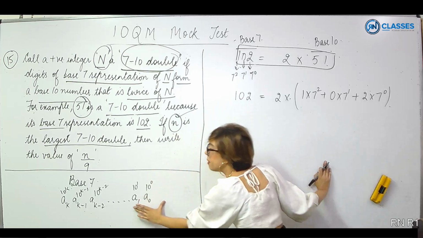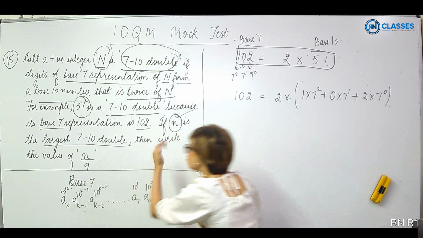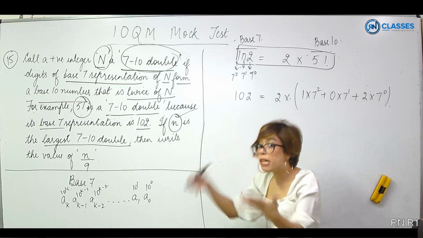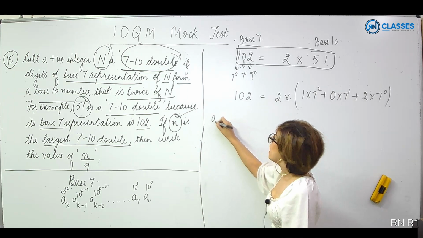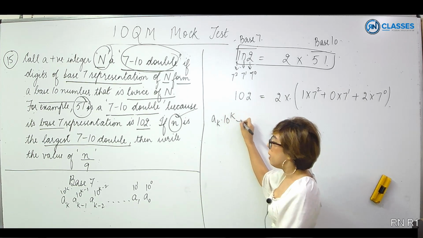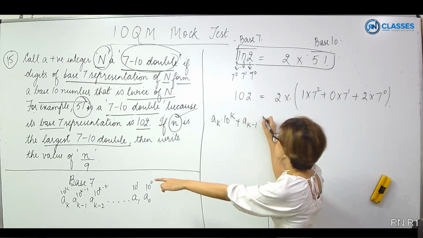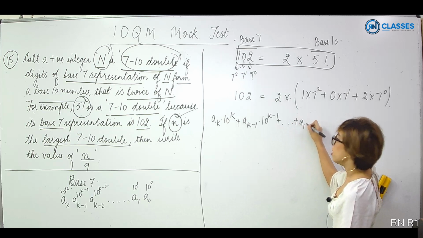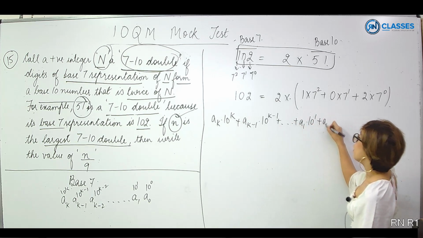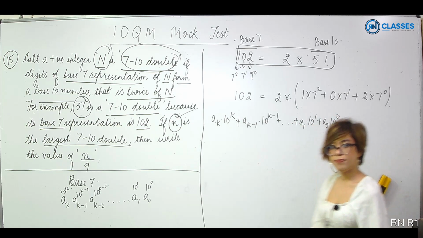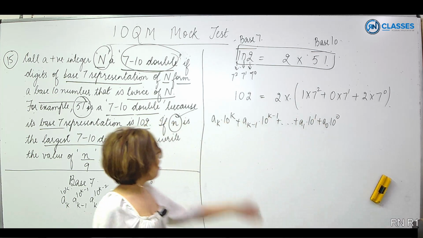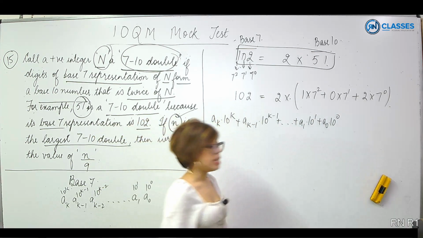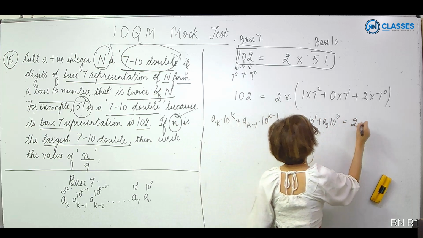Same thing I will do here. So this is my number. Let me write it in this manner so that I can read it, which is Ak into 10 raised to k plus Ak minus 1 into 10 raised to k minus 1 plus so on plus A1 into 10 raised to 1 plus A0 into 10 raised to 0. The left hand side I have written is equal to 2 into.